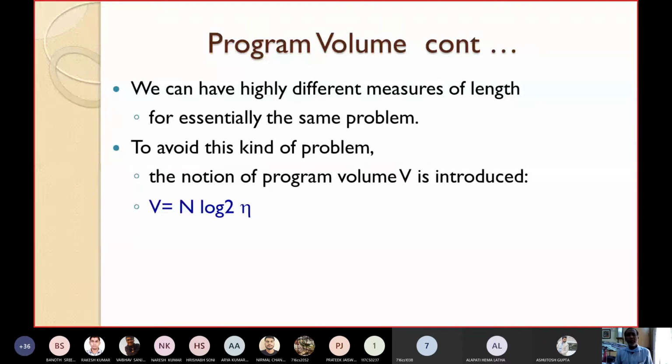To avoid this kind of problem, the notion of program volume is introduced. Halstead has introduced a term called program volume. This is represented as capital V. He has defined the program volume V is equal to capital N log 2 eta, where N is the program length and eta is the program vocabulary. So program volume is equal to N into log 2 eta. This is how program volume is defined by Halstead.